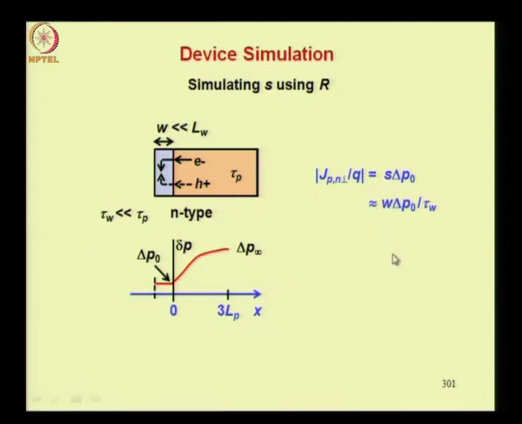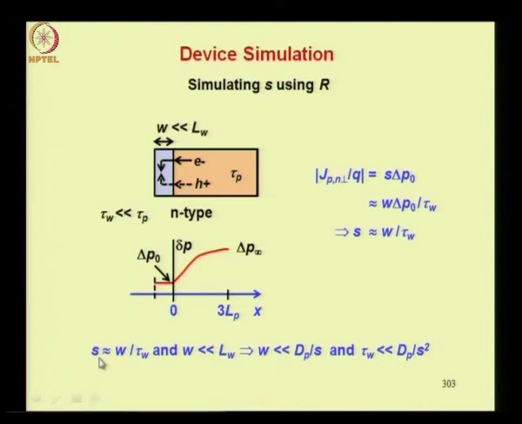Now equating these two, what do we get? So we get the surface recombination velocity as W by tau W, because delta P naught will cancel. Now this tells you that if I choose an extension W which is much less than LW, then by adjusting my lifetime according to this formula I can simulate the surface recombination.